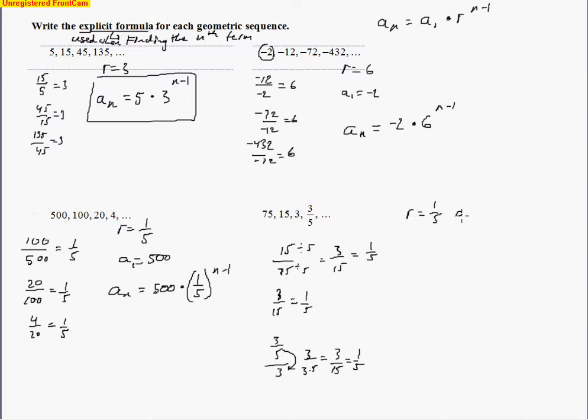I know A1 is 75, and so I write the explicit formula. AN equals the first term, the initial value, 75, times 1/5, all raised to the n minus 1 power.